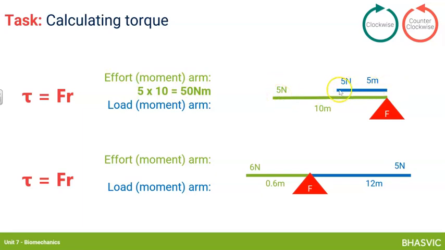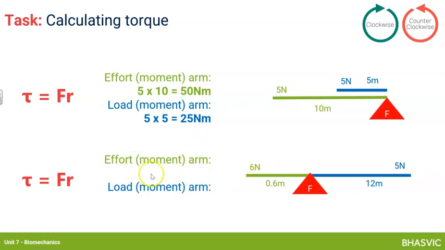But we've also got to calculate the torque for the load arm. The load arm numbers, therefore, the moment arm is 5 meters and the force is also 5 newtons. So 5 meters times 5 newtons gives a torque of 25 newton meters. So the effort arm in this example is 50 newton meters and the load arm is 25 newton meters. This gives us sort of an effort arm which is greater than the load arm.